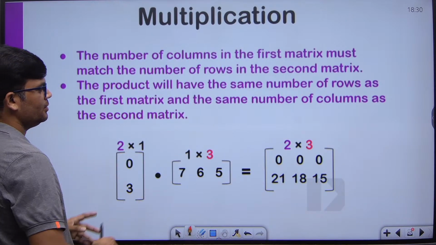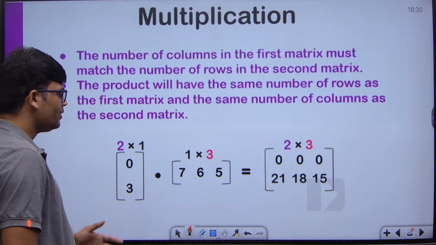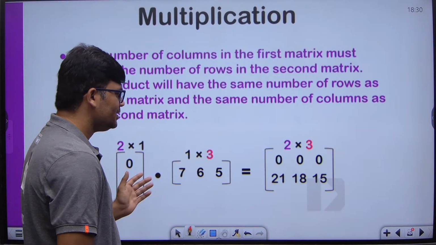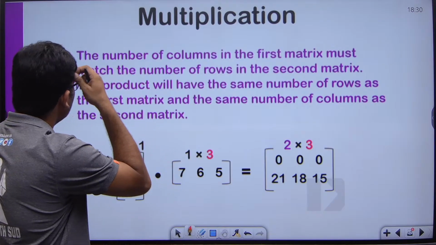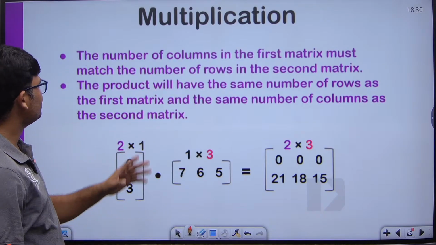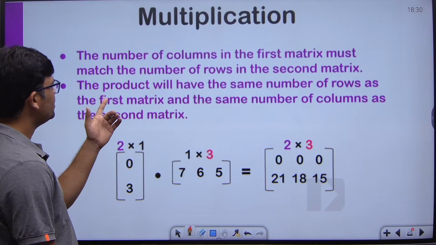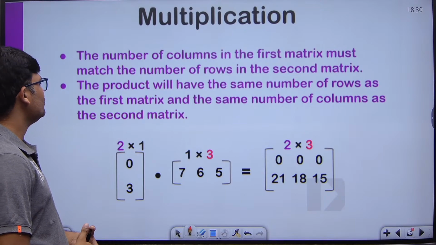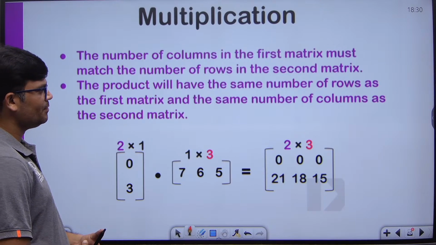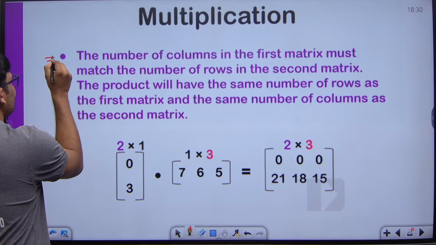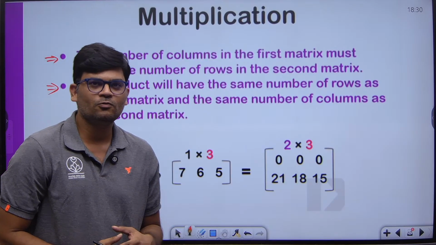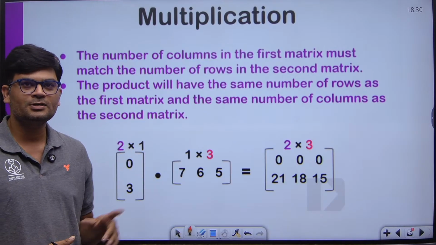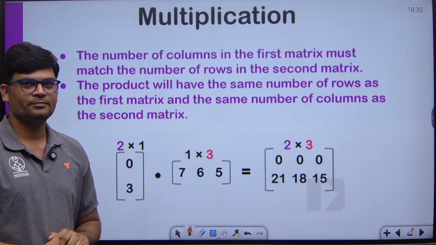Now the product. Can you find the product once? Write 0, 3, 7, 6, 5. Just multiply them. Check it yourself. Are you getting the same thing? And the number of columns in the first matrix must match the number of rows in the second matrix. The product will have the same number of rows as the first matrix and the same number of columns as the second. So you can write these 2 points as well. If you have understood, no need of that. If you want to make a note of it, you can write these 2 points. But at least do this question.